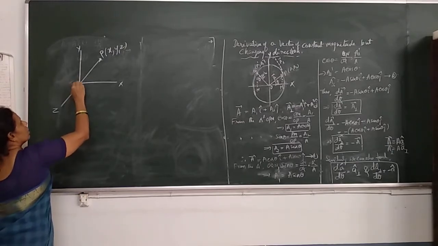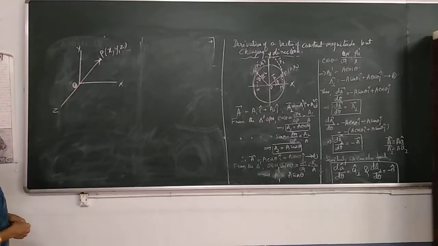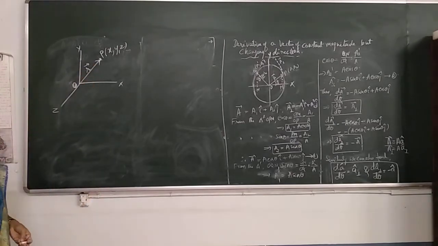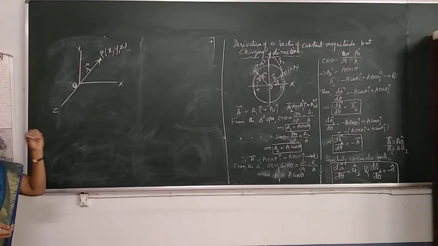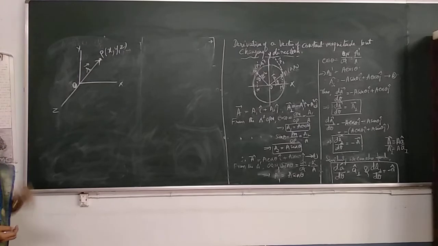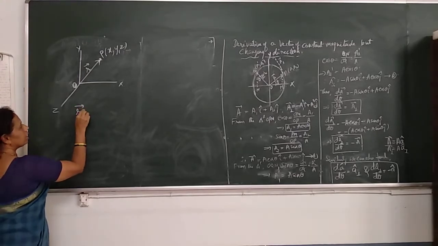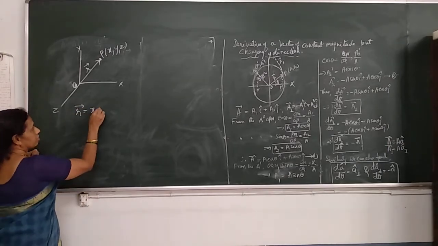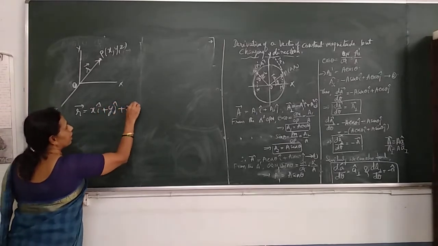Now the line joining the origin to the particle, OP, is called the position vector of the particle, denoted as R. It specifies the position of the particle in space at any instant. And this position vector R can be represented in terms of its position coordinates as x i cap plus y j cap plus z k cap.